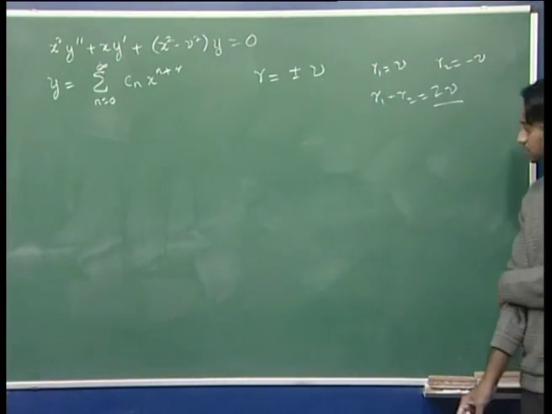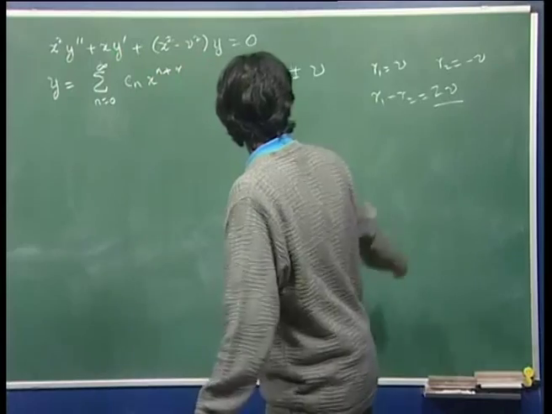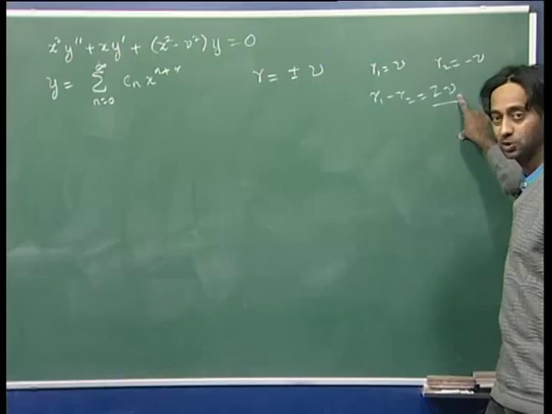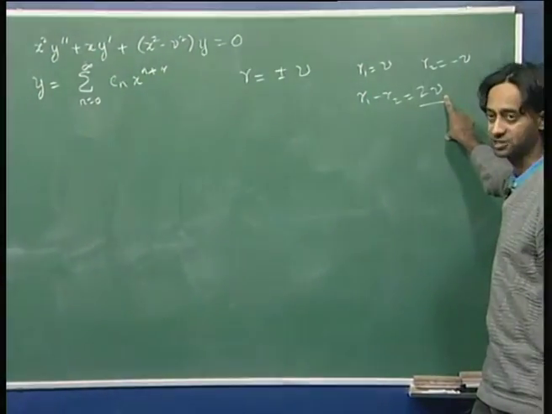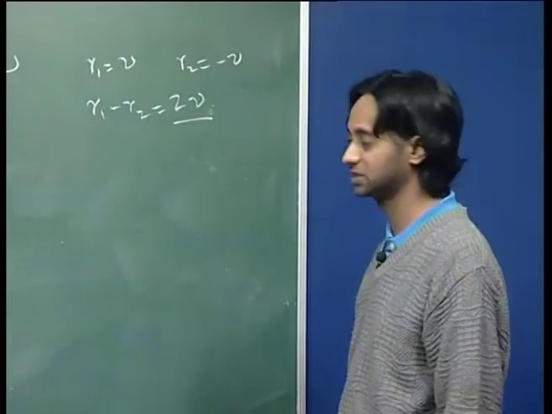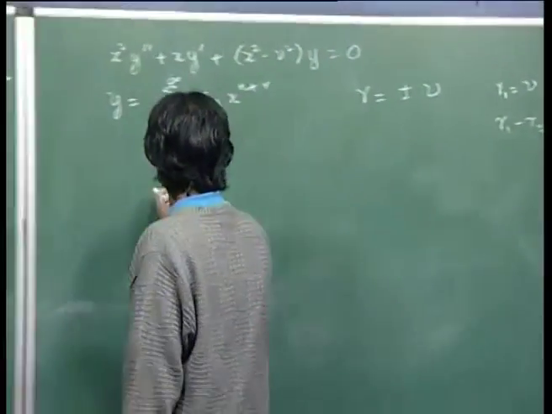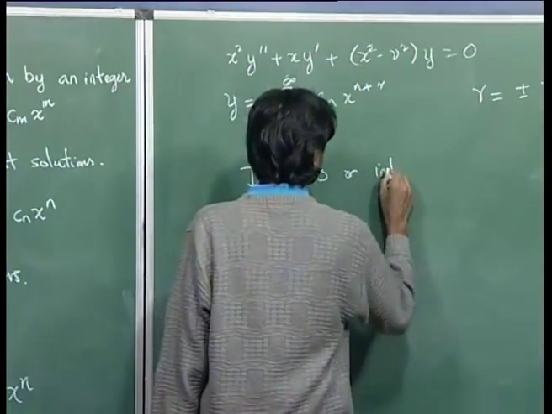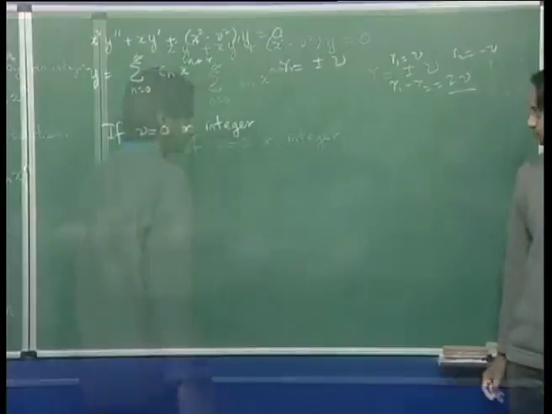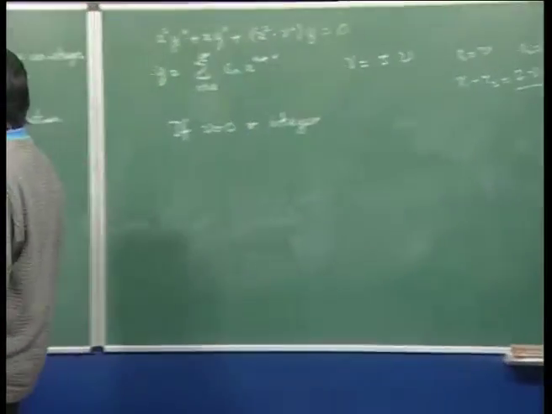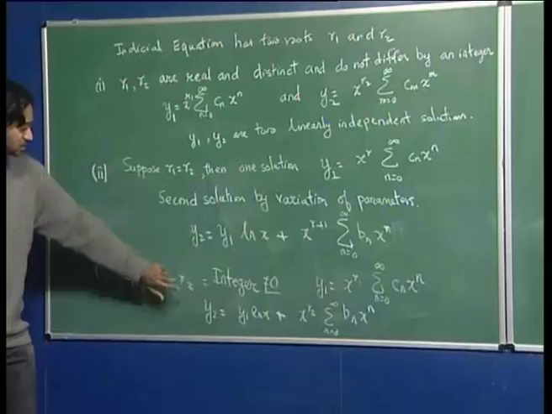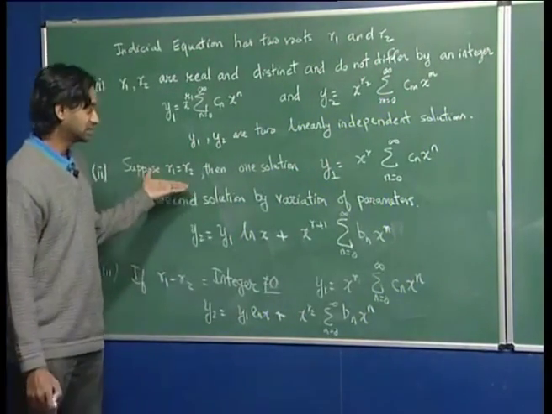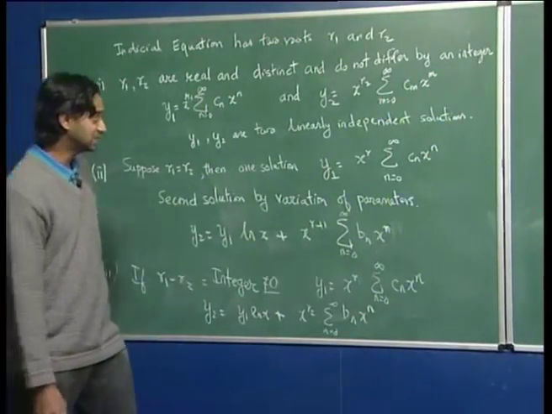Okay. So, now depending on if nu is an integer, it can be 0, or it can be some fraction, or it can be a rational number which is not an integer. So, if nu equal to 0 or integer, then we have to look at one of these two cases, depending on if nu is 0 or an integer.